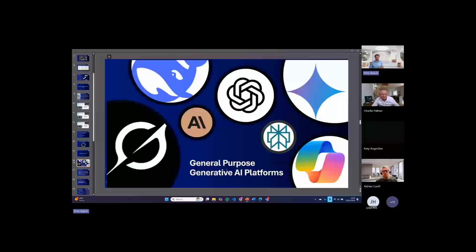What do we have? So we've got general purpose generative AI platforms. I call them general purpose because they can do lots of things. They can probably generate images. They can maybe take in various file formats, maybe Excel, maybe CSV. They can output text for us. They can create images for us. They may be able to create certain file formats for us.